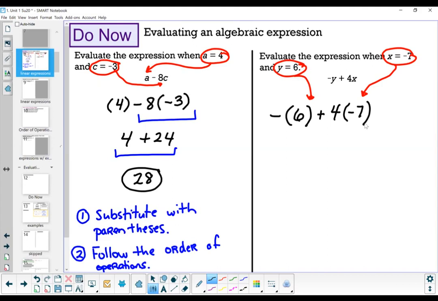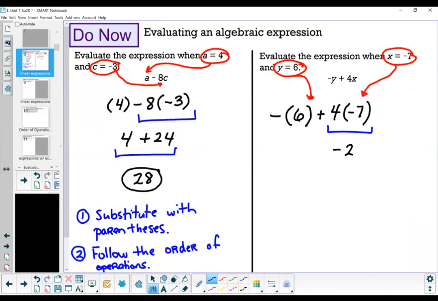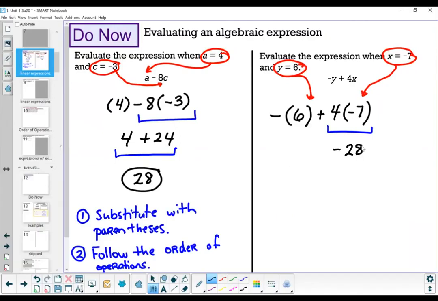So now, we did our substitution with parentheses. The next thing, we're going to follow the order of operations. So again, multiply first. So that 4 times -7 is -28. I'm going to bring down the -6. Now I'm going to drop the parentheses because the negative outside the parentheses to the +6 just gives us -6. Okay, so we have -6 minus 28.